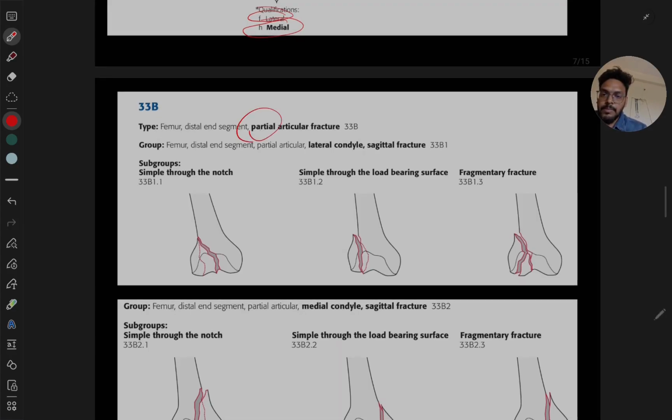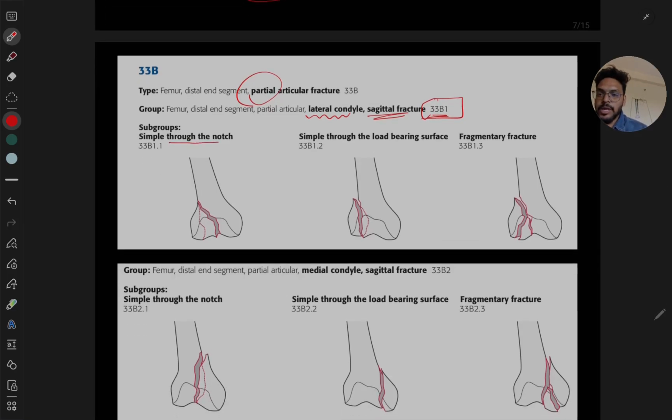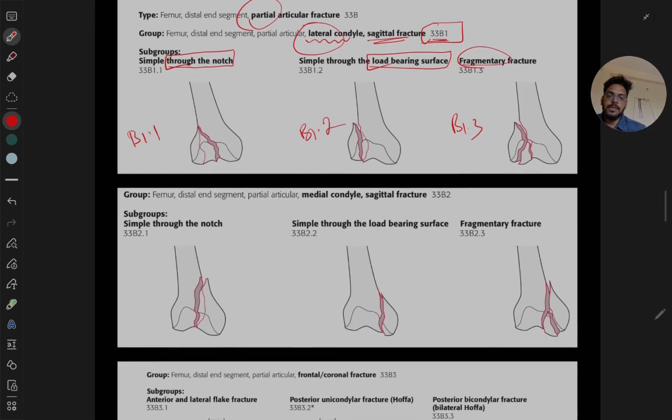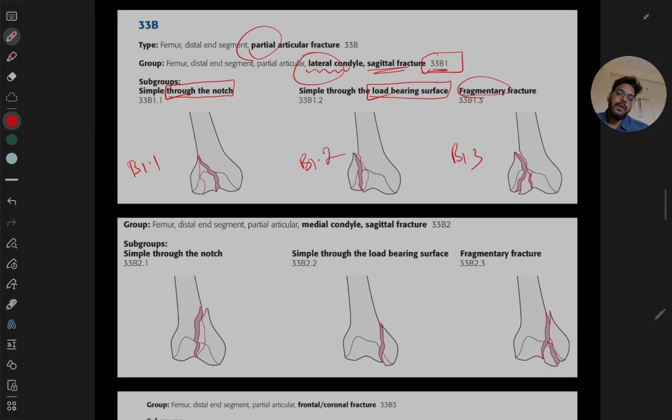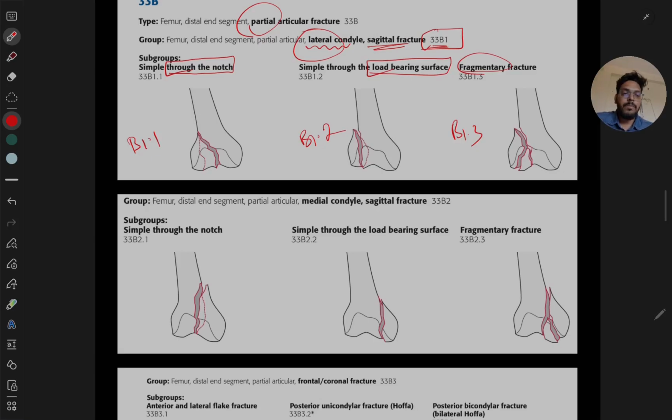Coming to 33B, where the partial articular 33B1 involves mainly the lateral condyle sagittal fractures. If the fracture is going through the intercondylar notch, it is B1.1, the lateral condyle involving through the intercondylar notch. Through the load bearing surface, it is B1.2. If it is fragmentary, it is B1.3. The lateral condyle in the sagittal pattern, if it fractures in a fragmentary manner, then it is B1.3.